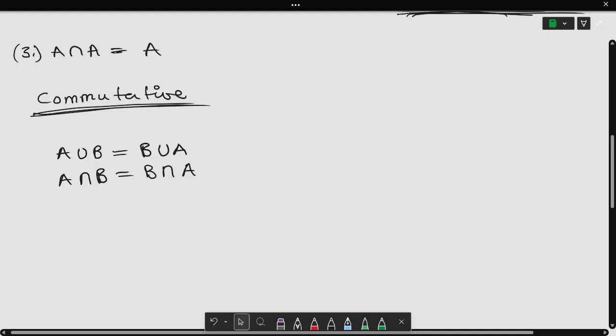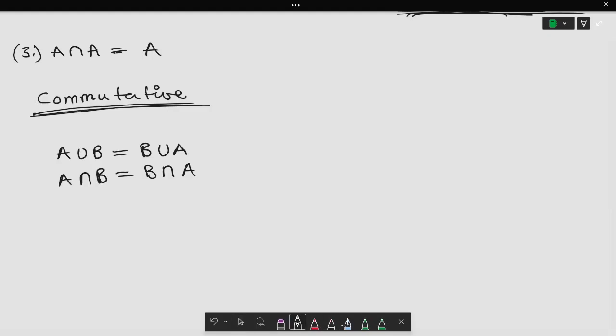The other thing that we need to look at is number 4, which we are calling the associativity of sets.